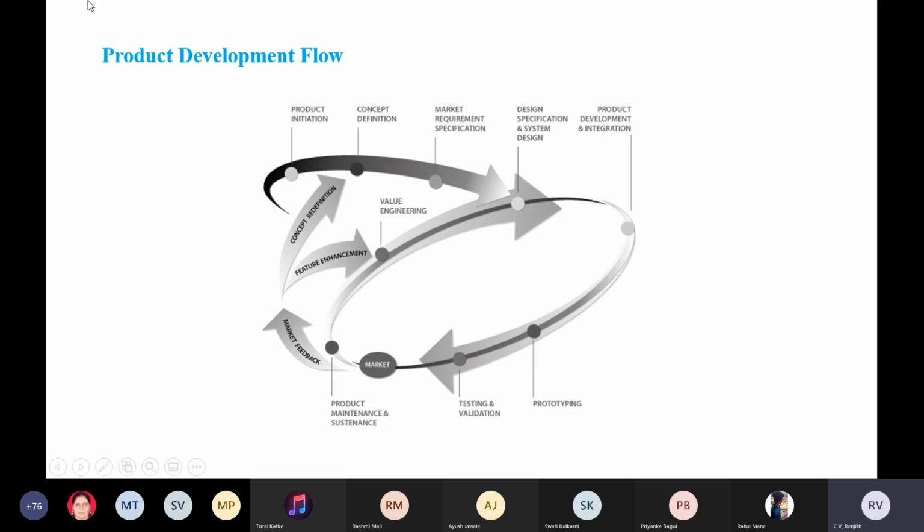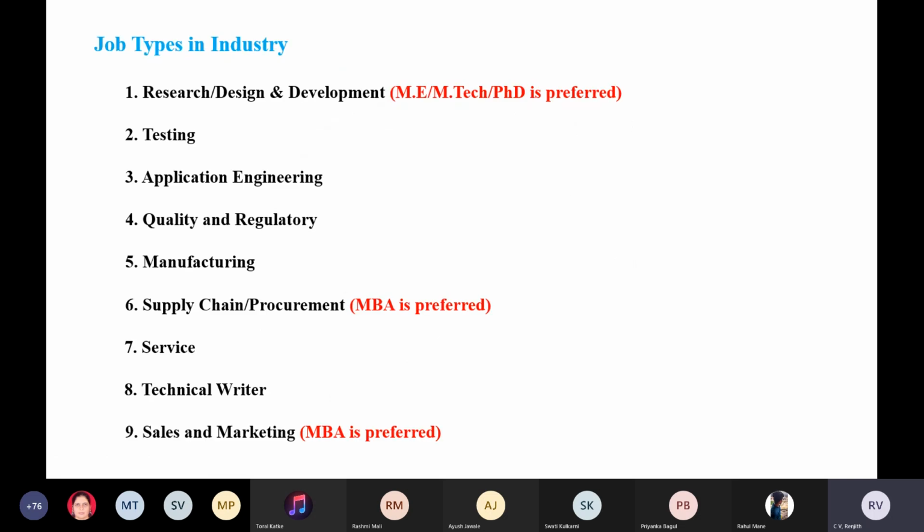All types of jobs in industries are around this. So you need to have different types of roles here. Okay, so this is very important. Now let us talk about the different types of jobs in industry.